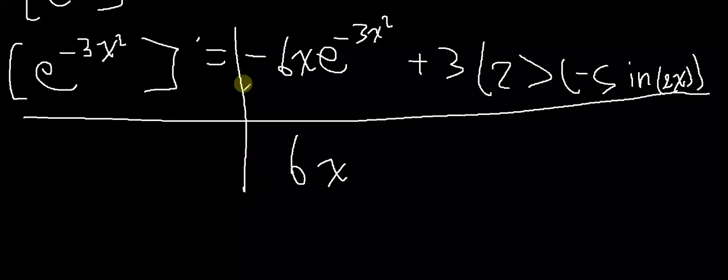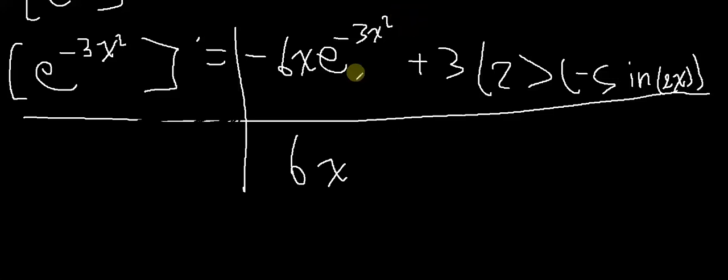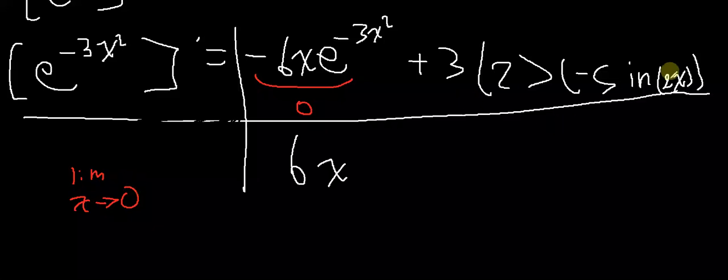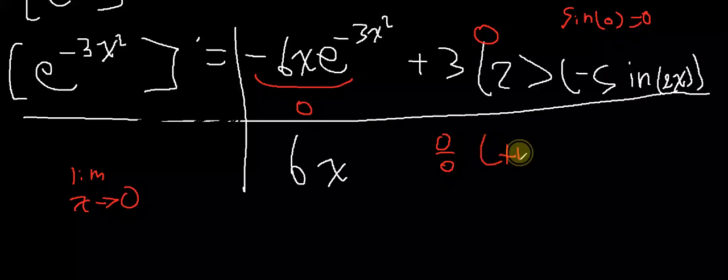Okay, so that's all good, but you can notice that if you substitute 0 here, as the limit is x approaches 0, this term would be 0, and sine of 0 is equal to 0. So this would still be 0, and 6 times 0 is 0. So this would still be 0 over 0, and now we need to apply L'Hopital's rule for a second time.